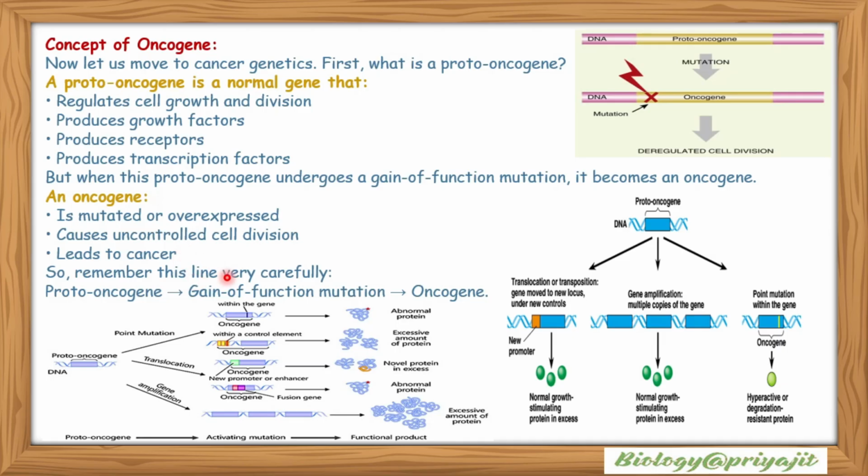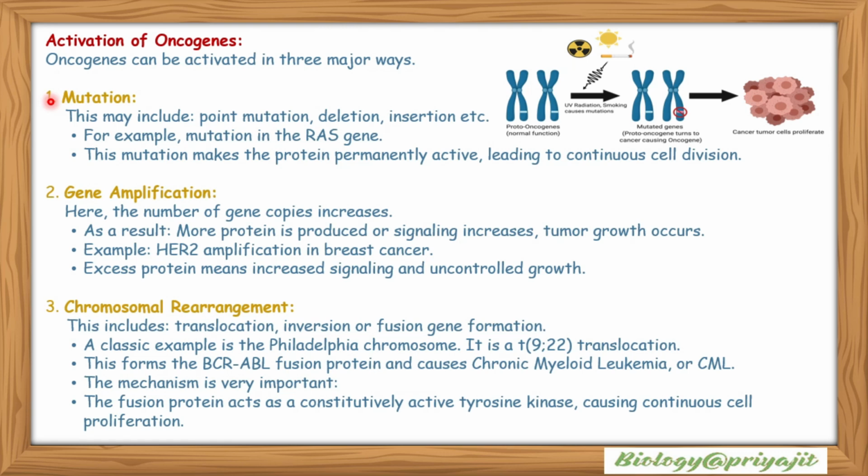So remember this line very carefully: a proto-oncogene, when it undergoes a gain of function mutation, is converted into an oncogene. This is the image showing the conversion of proto-oncogene to oncogene, which ultimately leads to cancer progression. Activation of oncogenes can occur in three major ways. Mutation, which may include point mutation, deletion or insertion, etc.